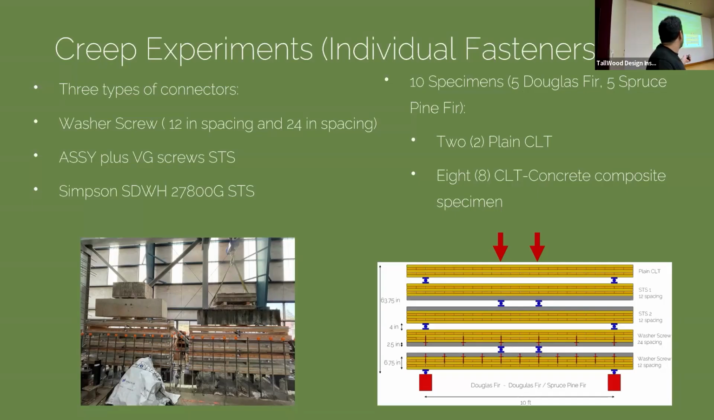With the overall weight, the bottom one is the washer screw, which is the stiffer screw. So that is how we stack those specimens. We try to have the same shear demand for the screw. So all those specimens are under similar loads.